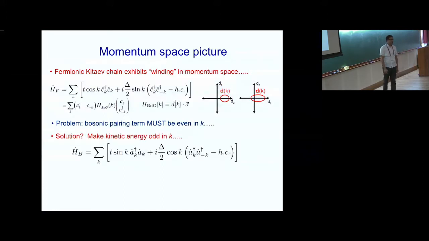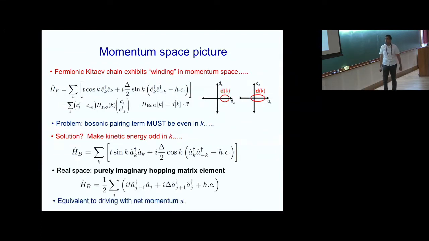There's a simple fix. Well, I need to have a cosine k on the pairing term. Why not change the kinetic energy? Why not make that a sine of k? So now I have cosine k, sine of k, sigma z, sigma x. I could still get some winding. So if I go into real space, what does that correspond to? It looks exactly like the standard Kitaev model, but you've put an i in that hopping phase. Again, this is a completely Hermitian Hamiltonian, but that i actually changes everything in the bosonic case.